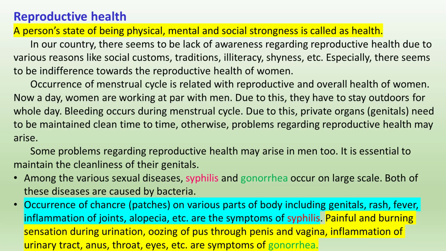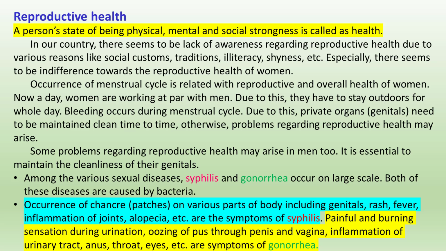Reproductive health. A person's state of being physically, mentally and socially strong is called health. In our country, there seems to be a lack of awareness regarding reproductive health due to various reasons. Occurrence of the menstrual cycle is related to the reproductive and overall health of women. Nowadays, women are working at par with men. Due to this, they have to stay outdoors for the whole day. Bleeding occurs during the menstrual cycle. Due to this, private organs need to be kept clean from time to time. Otherwise, problems regarding reproductive health may arise.